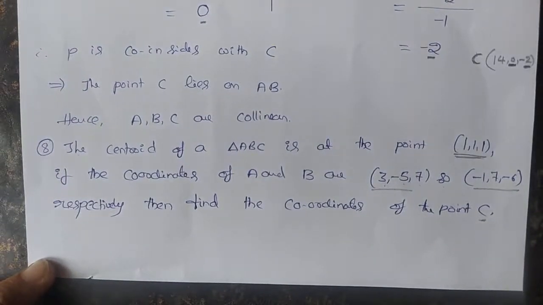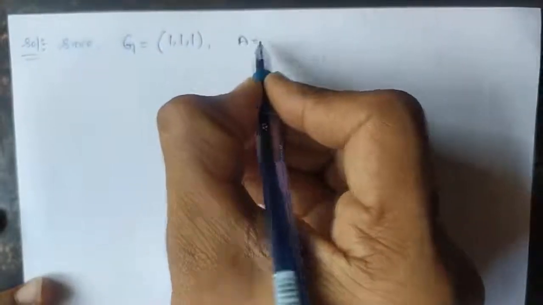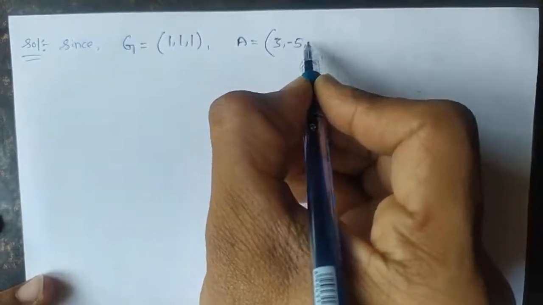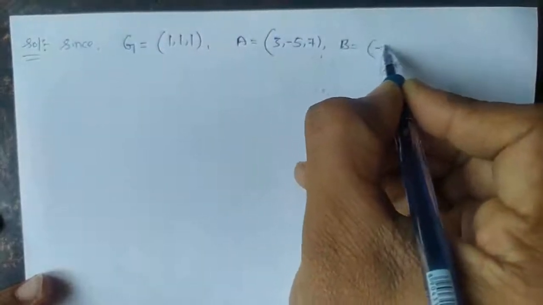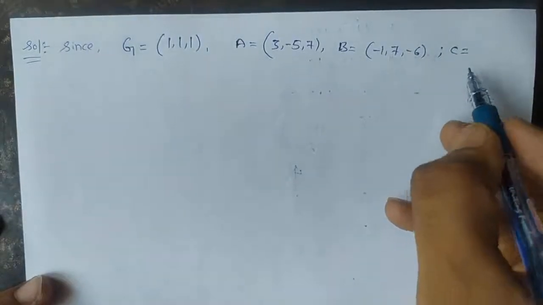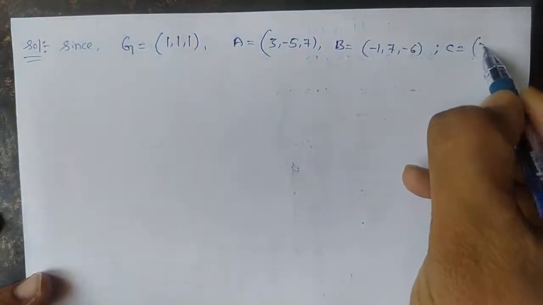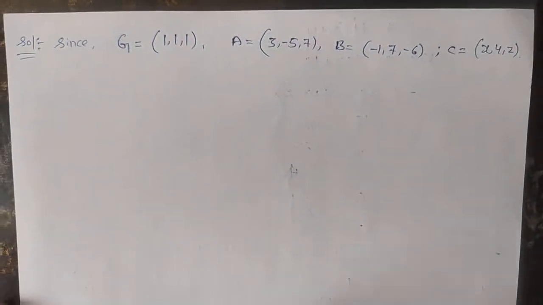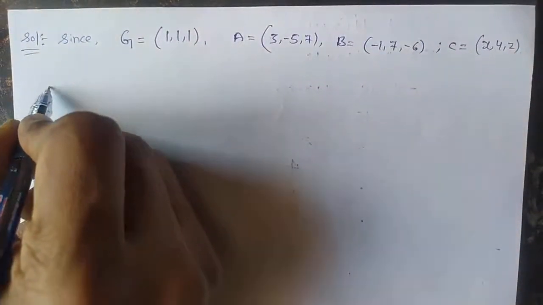Write down the question. Solution for the given question. What is given? The centroid of a triangle is given: G is 1, 1, 1. Point A is given as 3, minus 5, 7. Point B is given as minus 4, 7, minus 6. We need to find the coordinates of the point C. Let us consider those coordinates to be x comma y comma z. Remember the formula to find the centroid of a triangle ABC.